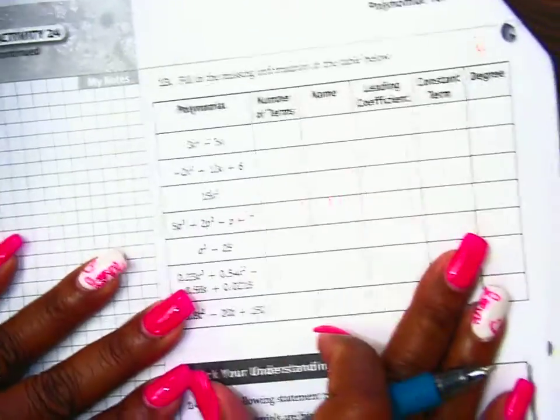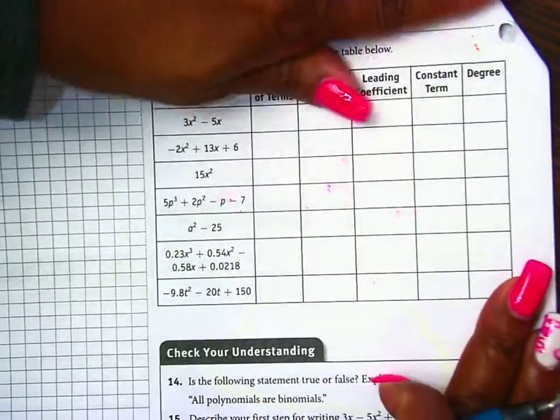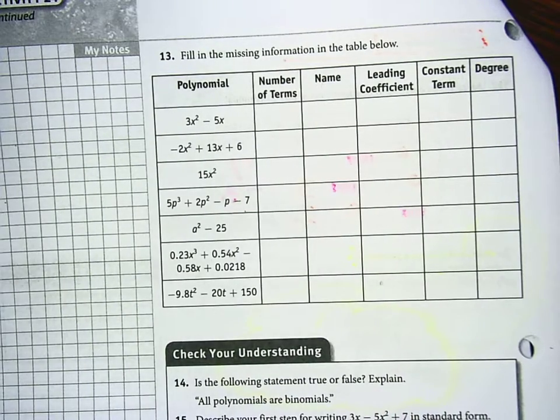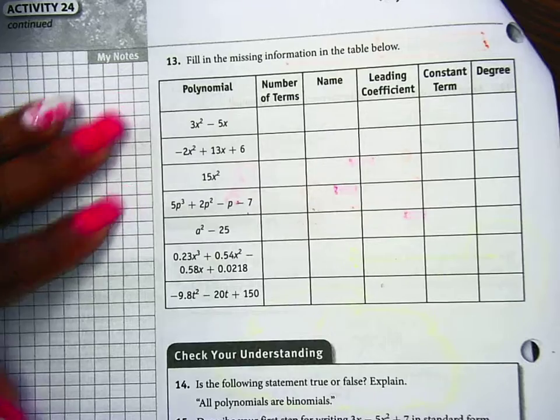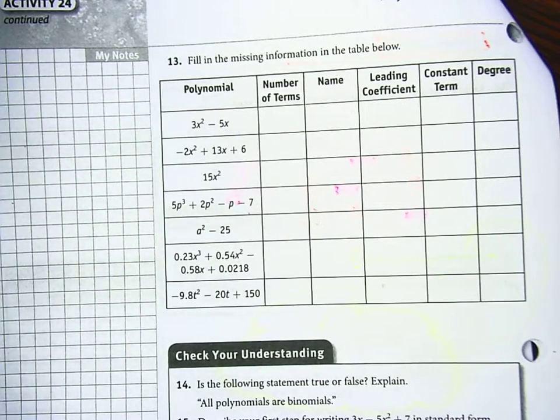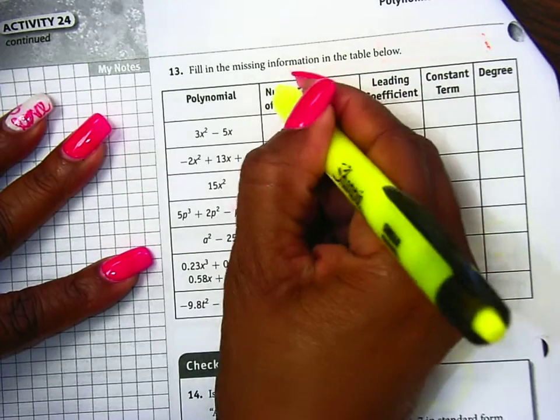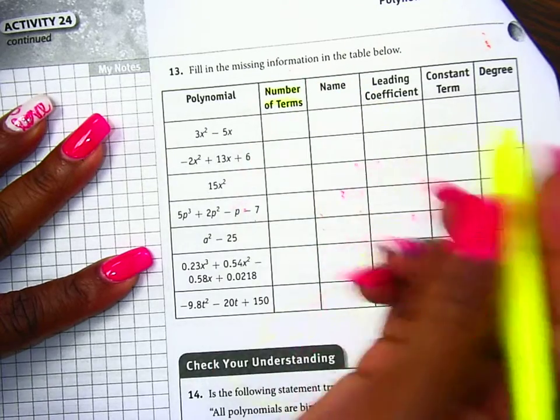And let's see, could we fill in this table? Well, I know we can. We're going to fill it in. So let's go ahead and fill this table. And I'm not going to say quickly, but we are going to do it. And you know I love my color coding. So number of terms, I'm going to put it in yellow, okay, highlighted.